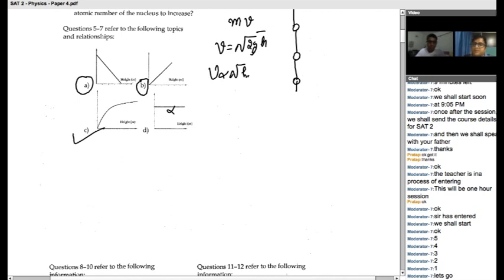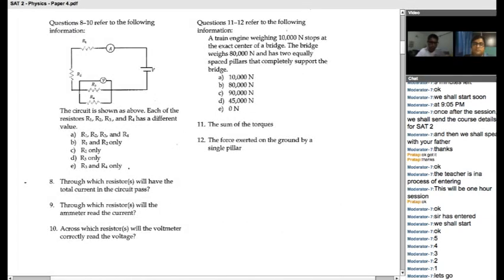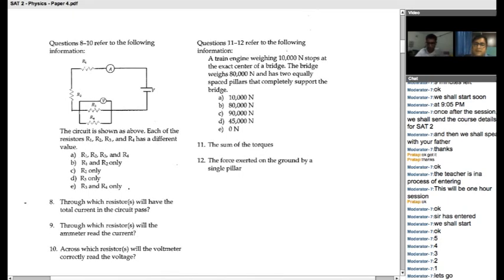Now look at question number 8. Is it B and E? See, in case of 8, they are asking through which resistor the total current in the circuit will pass. If the current I is passing through this circuit, then through which resistor will the same current pass? So it is 1 and 2. The answer is B.